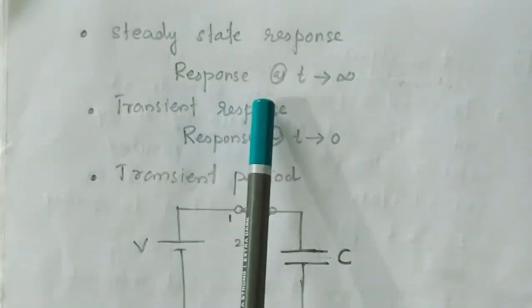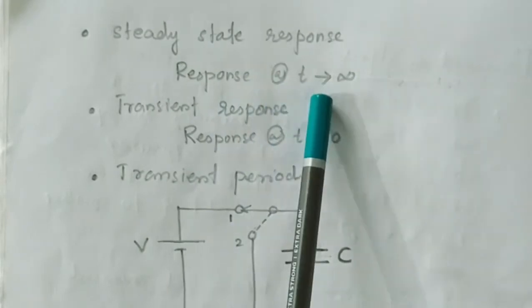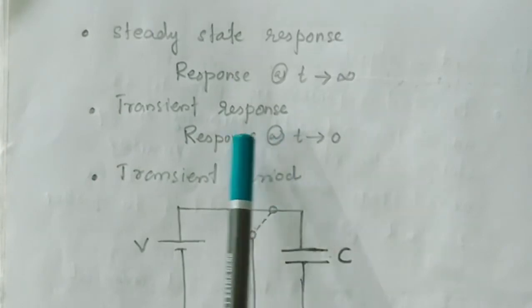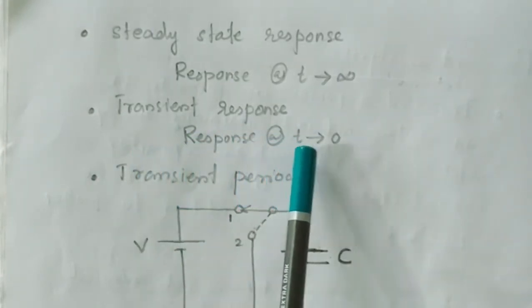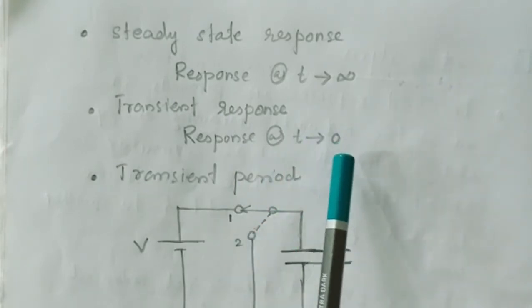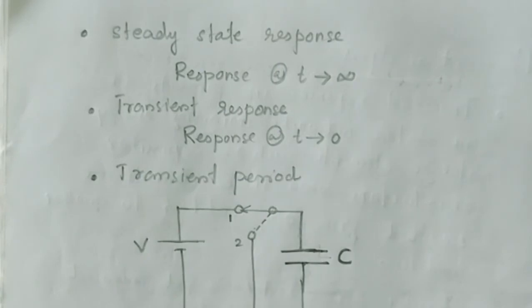Mathematically we can represent it like this. Response at t tends to infinity gives steady state response. So similarly, what is transient response? It is the response at t tends to 0, immediately after the switch is closed. So total response contains two parts, transient response and steady state response. Transient response is the response at t tends to 0 plus, that is immediately after the switch is closed. Steady state response is the response when t tends to infinity.